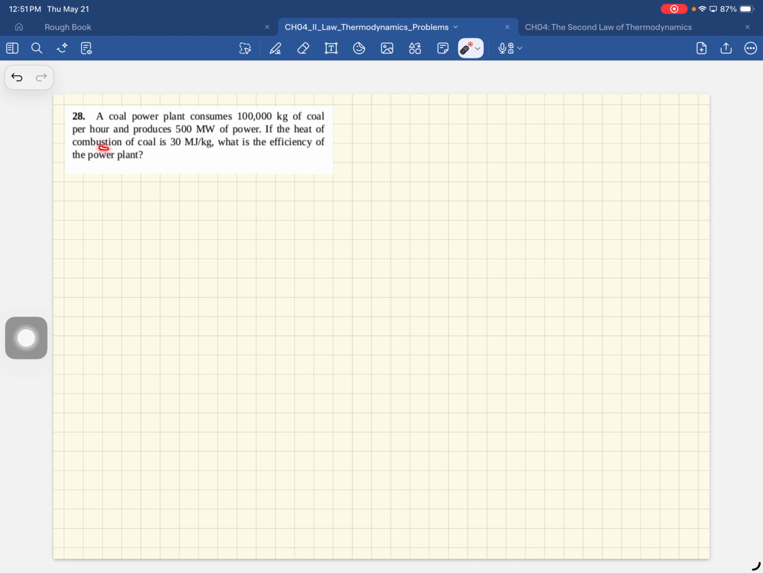If a refrigerator discards 80 joules of heat per cycle and its coefficient of performance is 6, what are the quantity of heat it removes per cycle from the cold reservoir and the amount of work per cycle required for this operation? Okay.